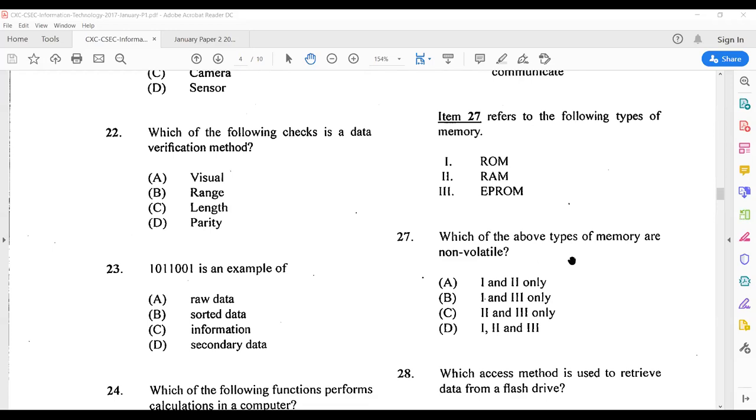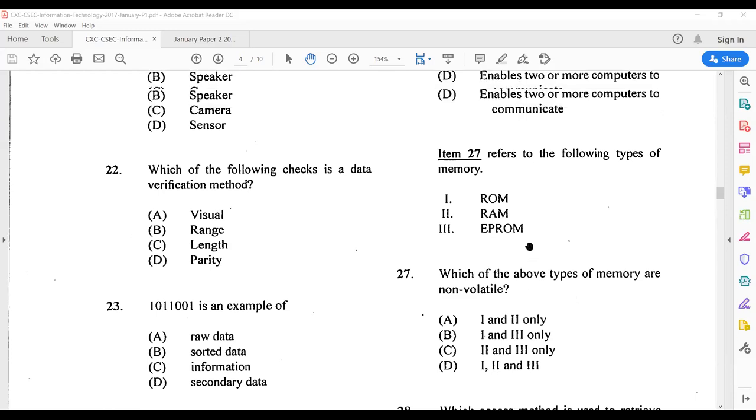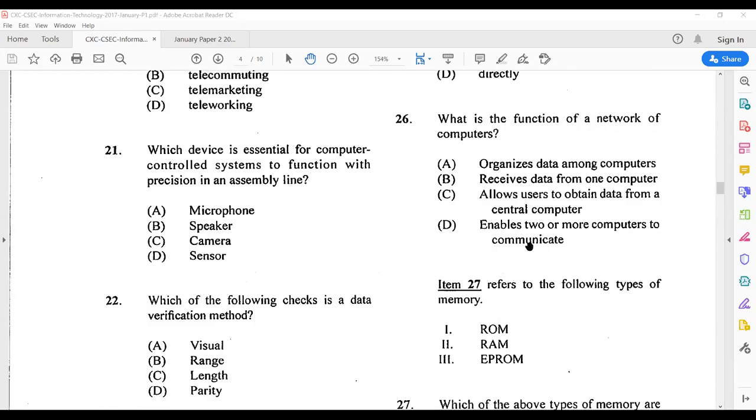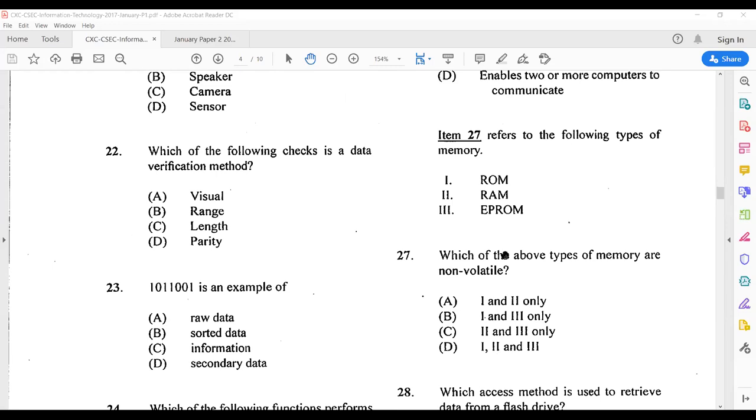27 refers to the following types of... Excuse me. Yes. I'm going to the washroom. Okay, which question you missed? Hello? Which question you missed? He said he's going to the washroom. Oh, okay. I thought he went. All right. Okay. Item 27, right? Let's move on to that.